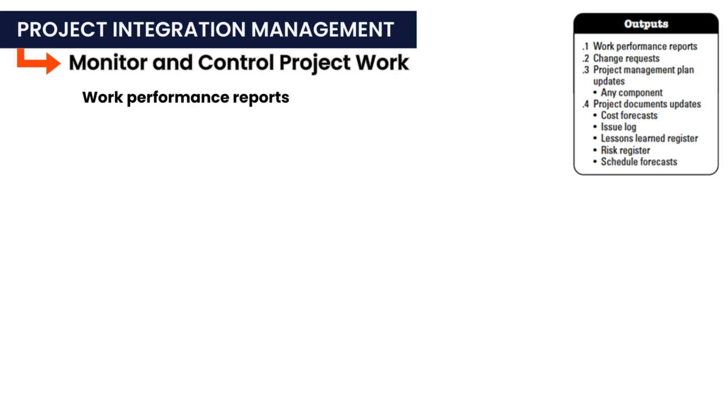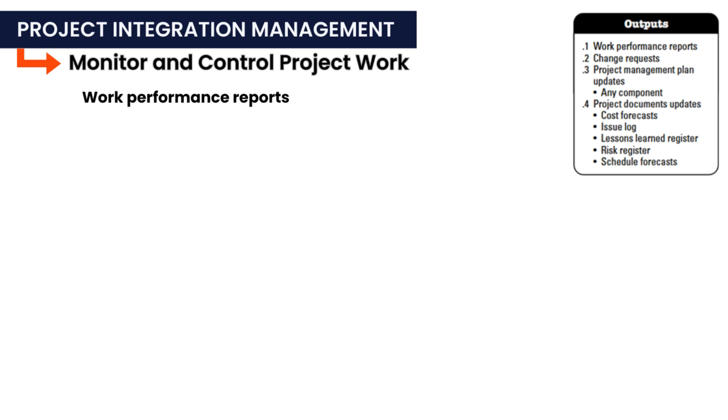So the first one is work performance reports. As part of monitoring and controlling the project, reports are generated to track the project's status, including whether it is on schedule and within budget. These reports are often referred to as status reports. The work performance report is the tool used to update stakeholders on the progress of the project. The input for this process is work performance information and the output is the work performance report.